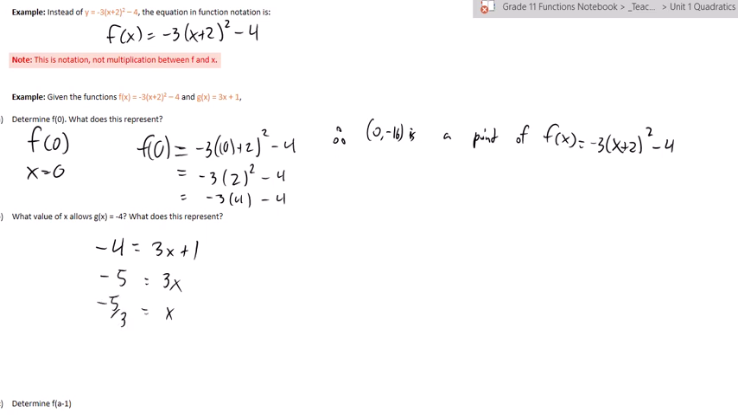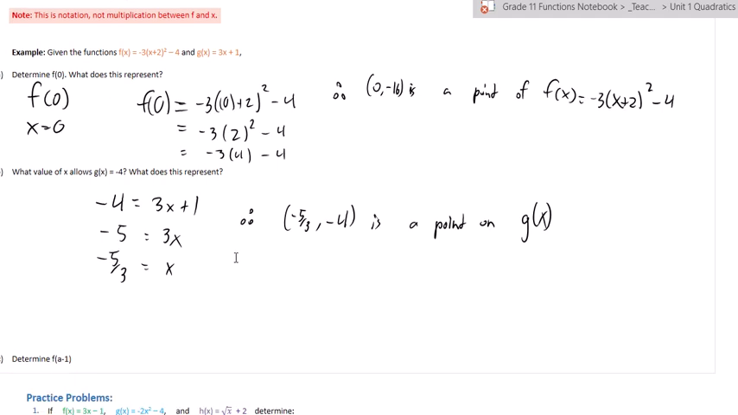And this also gives us a point. So therefore, (-5/3, -4) is a point on g of x. And we don't have to write the full function here. We could just say g of x. That's what's nice about this. So you can literally just say g of x, f of x, and state the function's name.